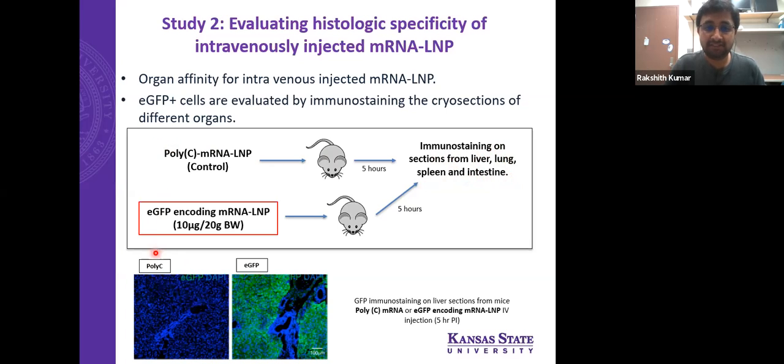So this is the section of liver. The poly-C RNA did not show any fluorescence because it didn't have the protein. But the mice which were injected with EGFP encoded mRNA showed the fluorescence in the parenchyma of the liver. You can see here the green fluorescence after the 5 hour time interval.